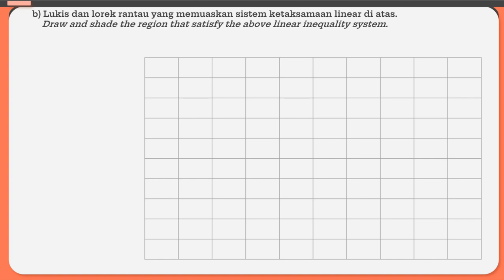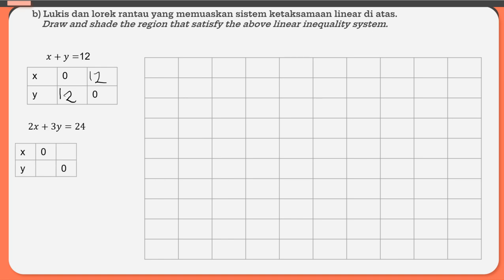Okay, draw and shade the region that satisfies the above linear inequality system. This one is also the same as the previous one. So we have the first equation, and we're trying to plot it by using the intercepts. When x equals 0, definitely y equals 12. When y equals 0, definitely x equals 12. And then the second one, we have here, and we do the plotting part.